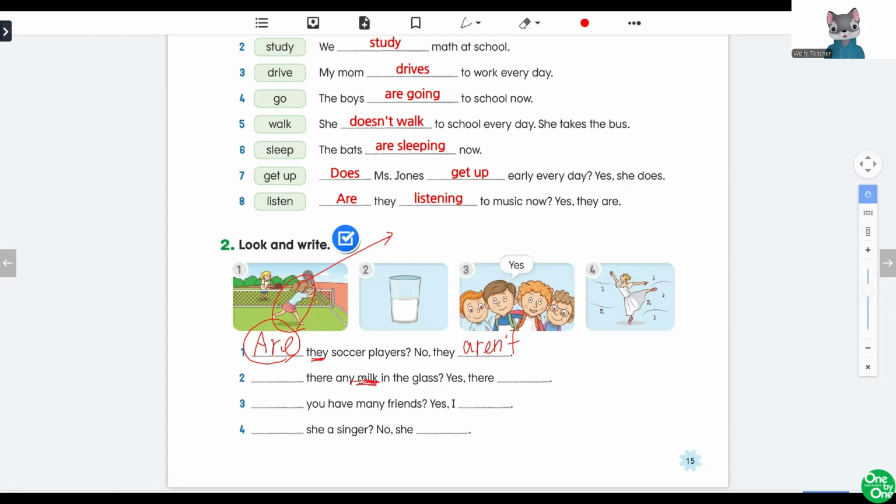Very good. Now, remember milk. Can we count milk? No. So what do we need to use? Is there any milk? Yes, there is. Fantastic.